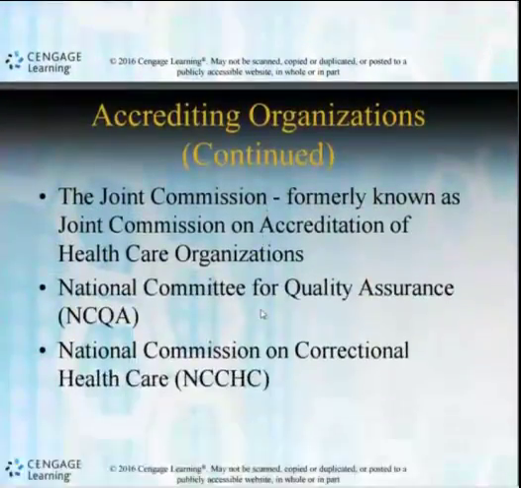A few more. We have the Joint Commission, which used to be known as JCAHO, or Joint Commission on Accreditation of Healthcare Organizations. We also have the National Committee for Quality Assurance, which is the NCQA. And then lastly, we have the National Commission on Correctional Health Care, which would be our correctional or prison medical services.